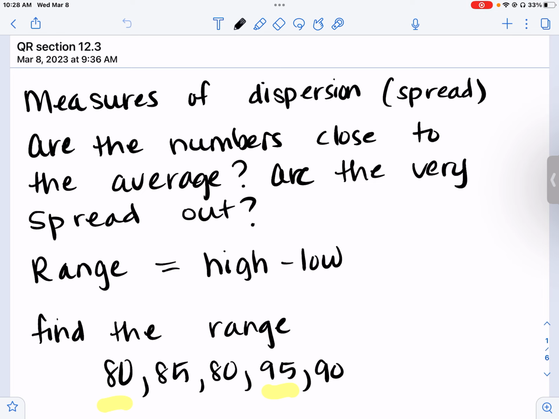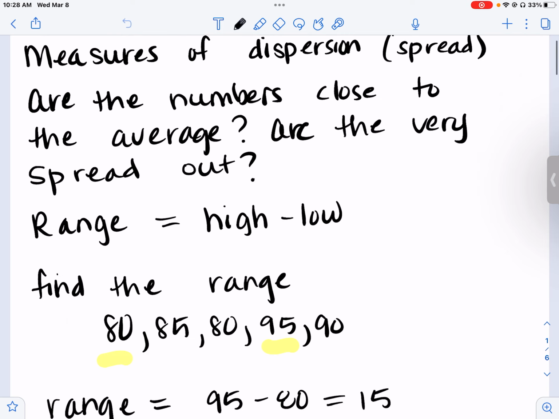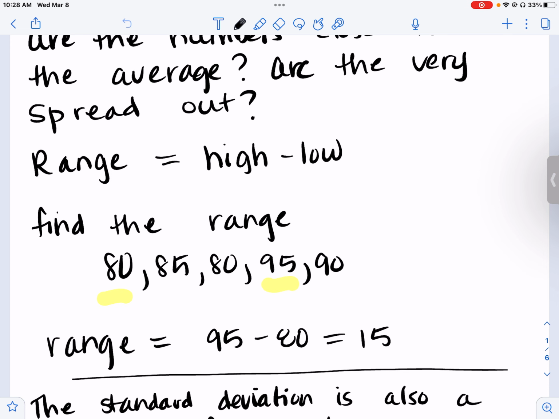Okay, so find the range: 80, 85, 80, 95, 90. 95 is the biggest number. 80 is the smallest number. So 95 minus 80 equals 15.